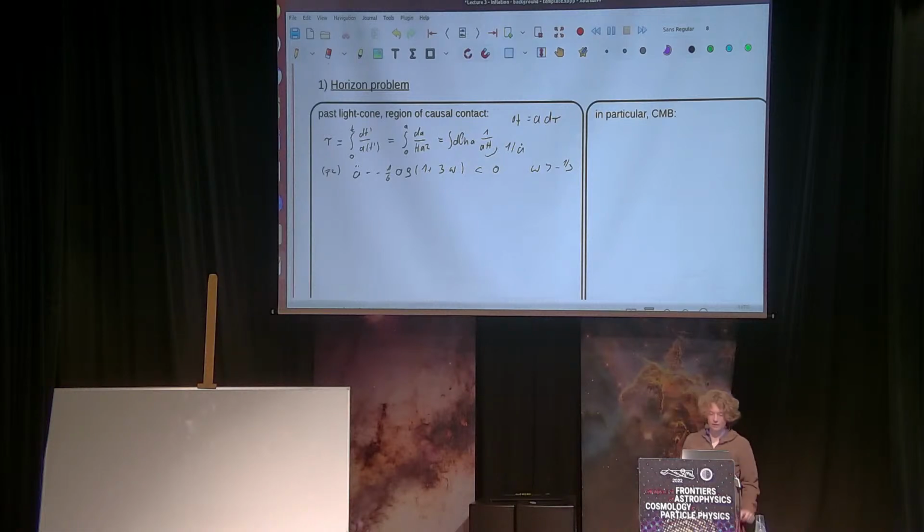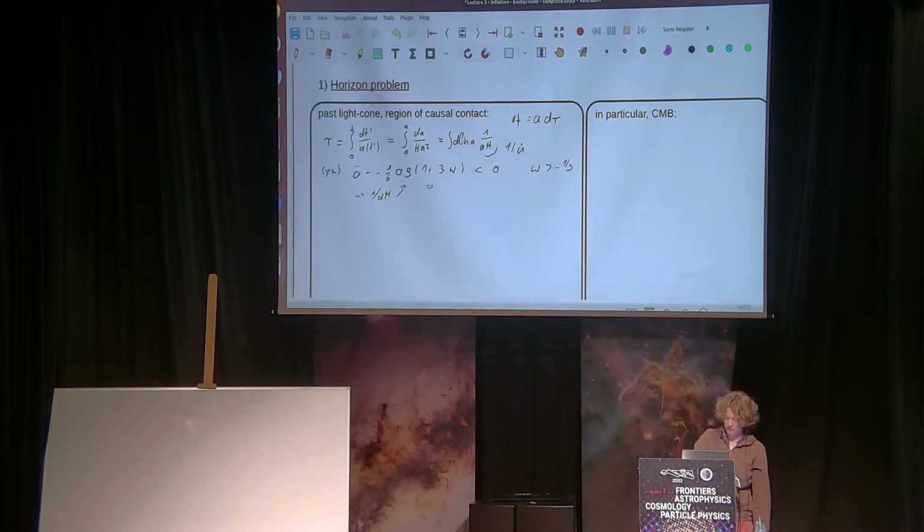But if a double dot is negative, that means that 1 over a dot, meaning 1 over aH, is increasing, right? Because a dot is decreasing. So that means 1 over aH increases as a increases or time increases, right?